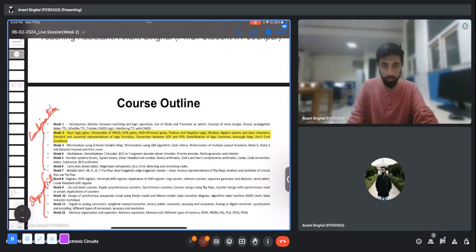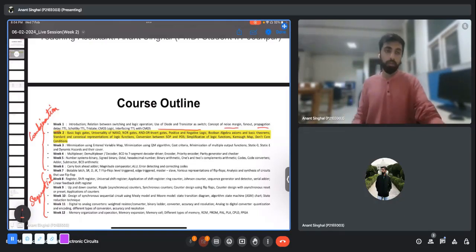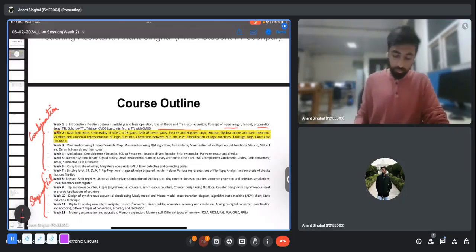In week 1 itself, we have already covered the basic introduction. I covered diode and transistor switches, and we also covered the concept of noise margin, fan out, propagation delay, etc. We also saw some theoretical problems related to transistor logic or CMOS logic. In this week, we'll be covering some logic gates, some universal gates such as NAND and NOR gates, and some implementations such as AND-OR implementation.